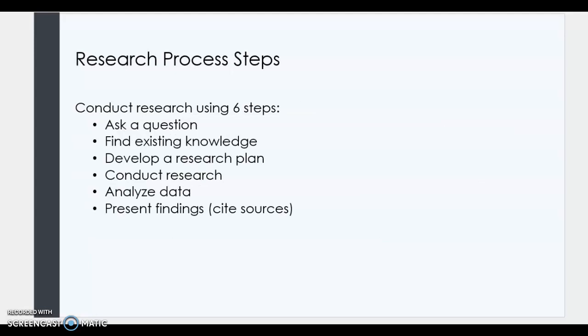The research process steps. Start with conducting research using the 6 steps. Ask a question, find existing knowledge, develop a research plan, conduct your research, analyze your data, and then present your findings. But remember to cite your sources.